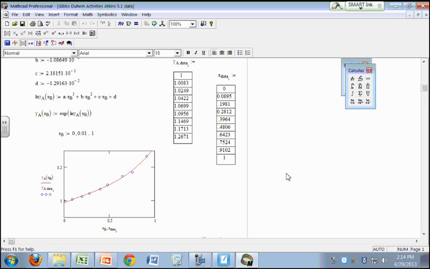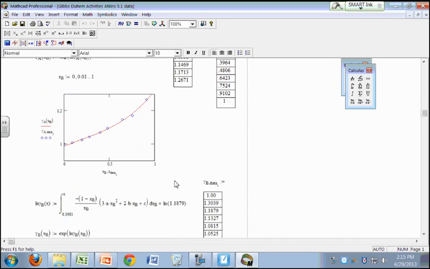So I have gamma sub A from the data. These are represented here by the blue circles. And then the polynomial fit of ln gamma versus mole fraction of B, so this is mole fraction of B right here on this axis, is shown by this red curve. So I can verify that my polynomial does fit my experimental data.